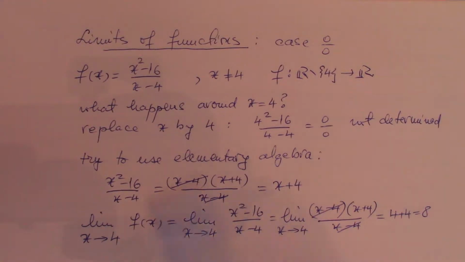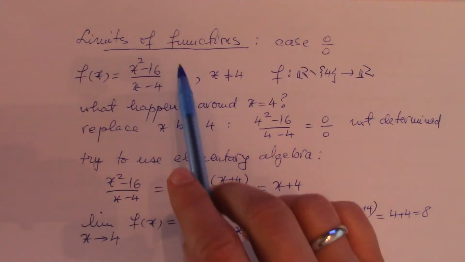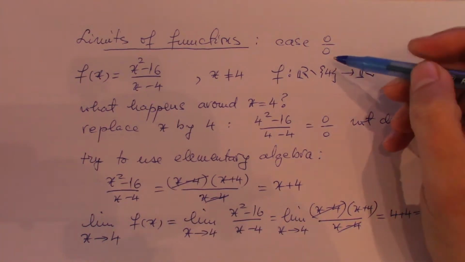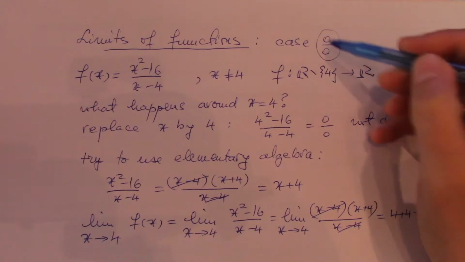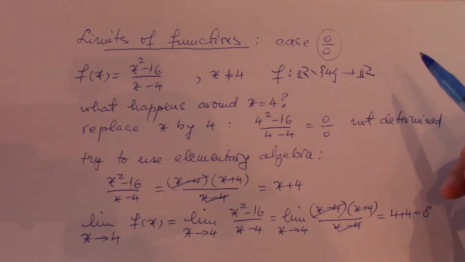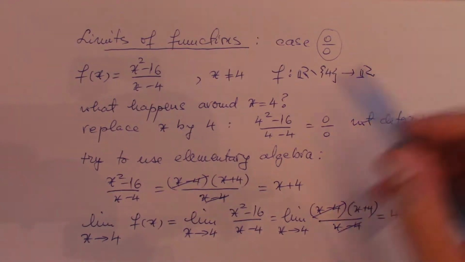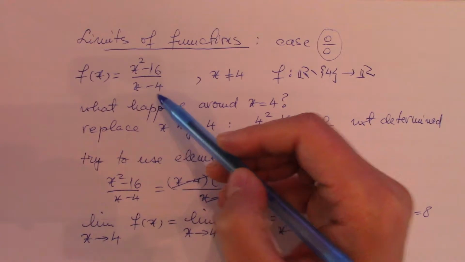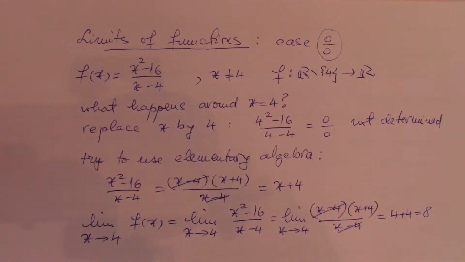We will be talking in this video about some elementary limits of functions, and we will start the discussion with case 0 over 0, and it's going to be clear, I hope, soon what I mean with that. Okay, so let's start off with the function. Let's say f of x is x squared minus 16 over x minus 4.